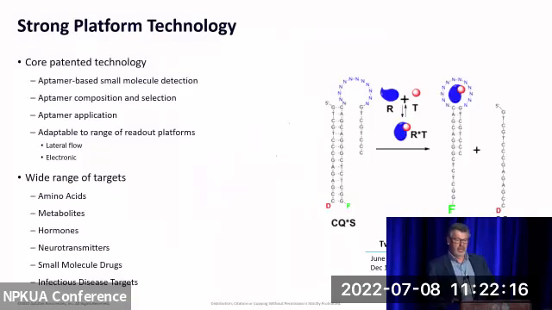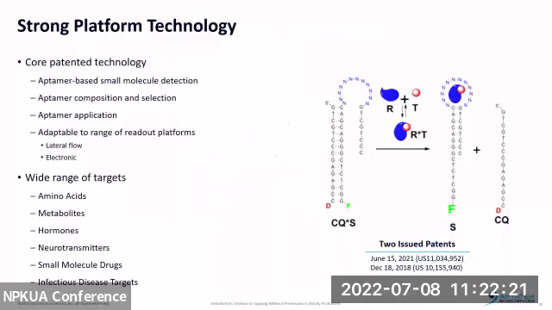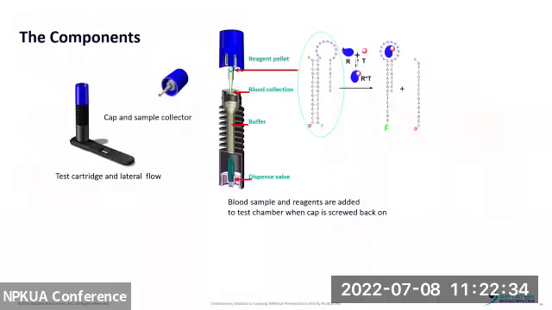So this gives us, I won't dwell too much on the chemistry, a nice, well-established and robust chemistry. We've used it to detect various small molecules, including therapeutics, hormones, and things like this, in addition to the amino acids.